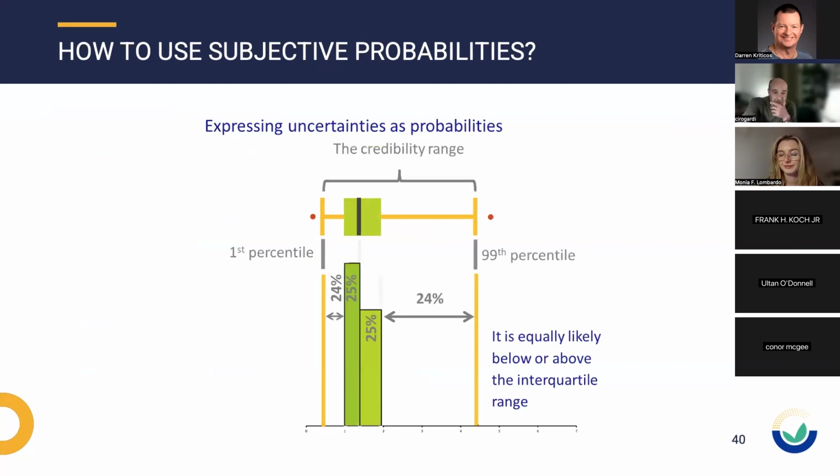So, as you can see here, what stays between the first percentile and the 99th percentile is the credibility range. That means that the values within this range are, let's say, credible. And of course, the more information is available to the expert and the higher their expertise, the narrower the probability distribution of this estimate is, and the more centered on the median.